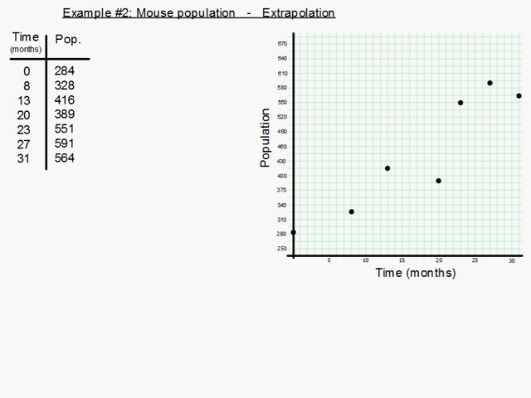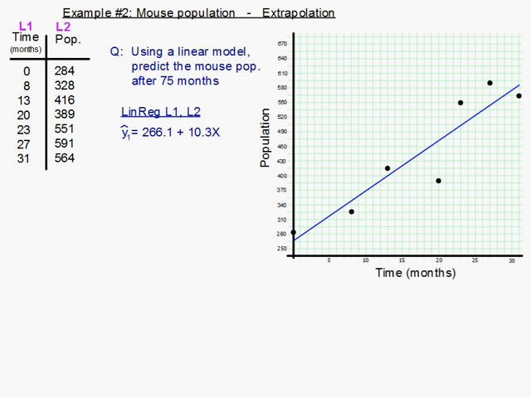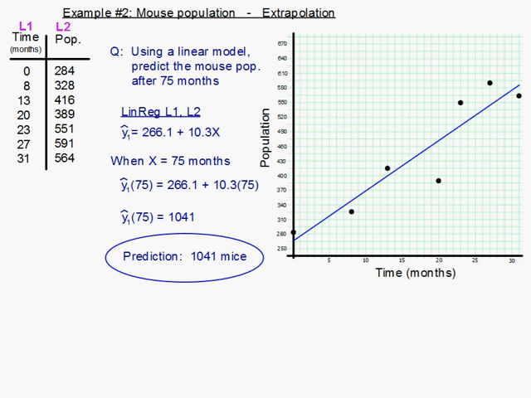And we might be given a question where we try to predict the mouse population using a linear model, right, after 75 months. So we don't have to pick the best model, right? We're told to use a linear model. So easy enough, right? We do our linear regression. When x is equal to 75 months, we plug it in, and we get our prediction of over 1,000 mice.